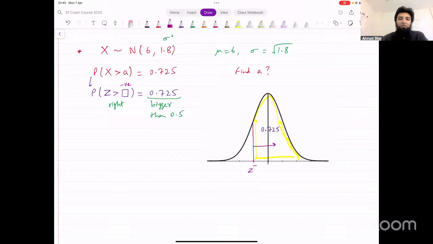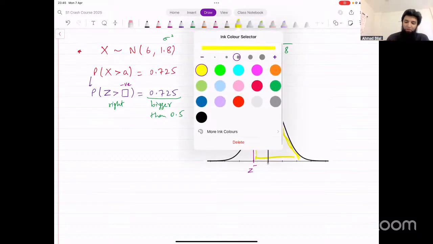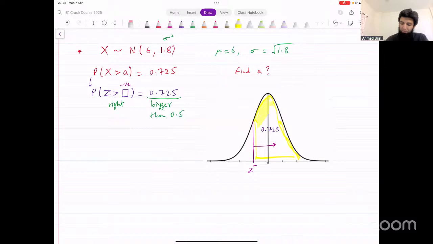Now, can we use the table from this? Using this, we cannot. It's not the standard form, right? We cannot use the table. That will not work, right? It's not the standard form. The table only gives us area to the left of a positive value, z less than positive. That's the standard form. How do you convert it to standard form now?